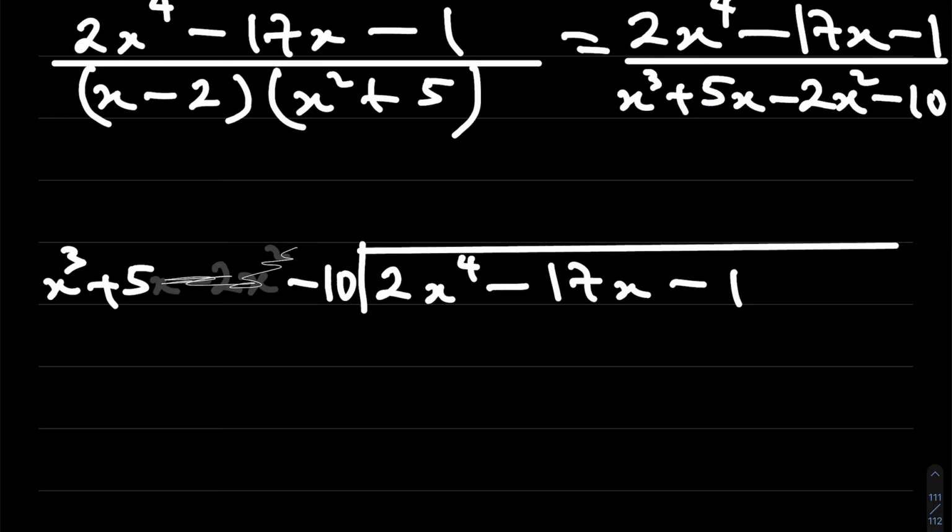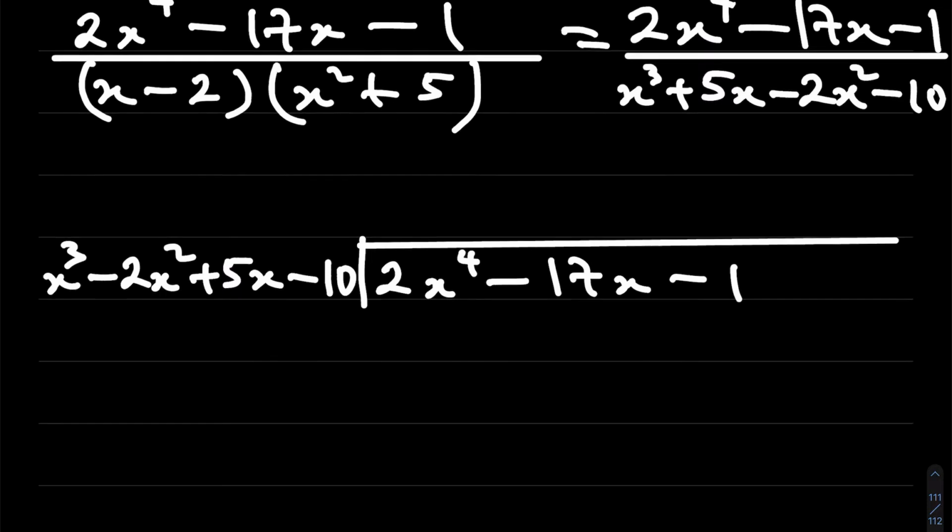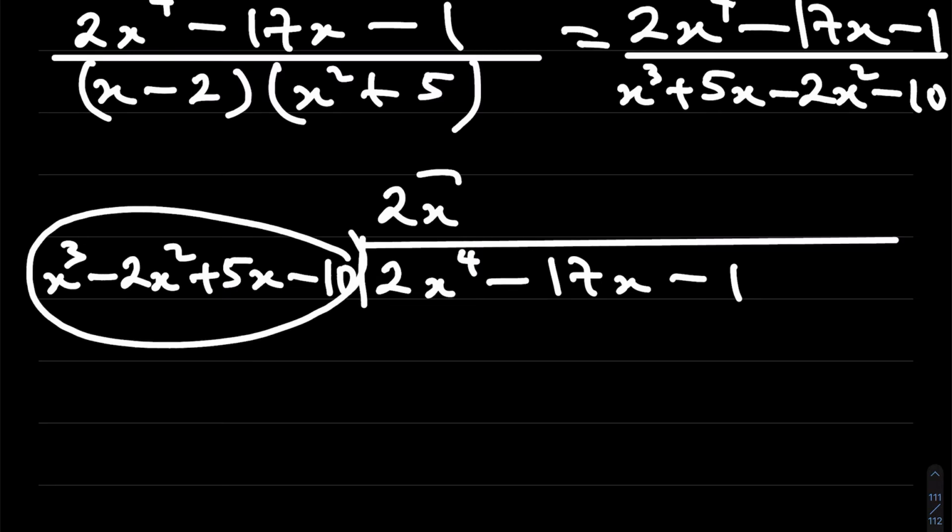And let me arrange it this way: x cubed minus 2x squared plus 5x minus 10. I think that's better. Now 2x to the power 4 divided by x cubed, that's 2x. And by now we should be able to divide polynomials. So we are multiplying the whole of this by 2x.